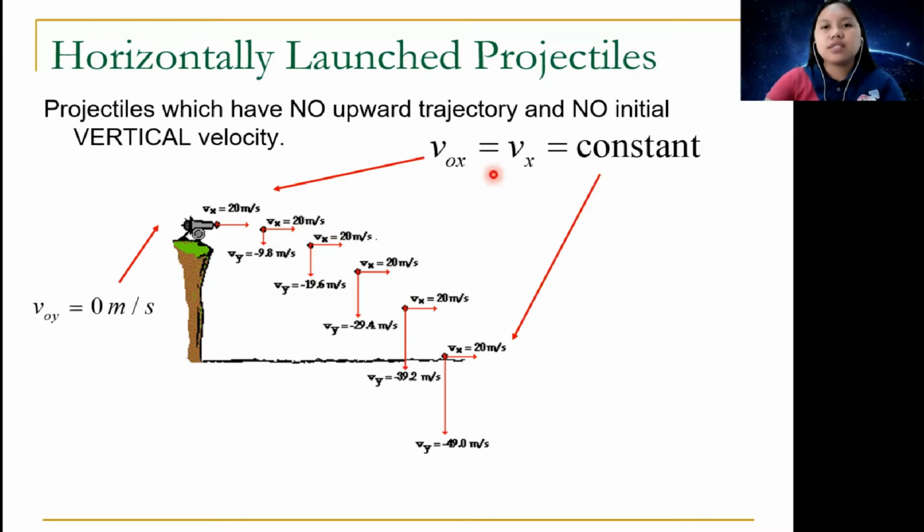Okay, so as you can see, the initial velocity of the x component, or the horizontal motion, is equivalent to 20 meters per second as it goes down. That means it is not affected by gravity. However, on the other hand, we have the y component, which is the vertical motion. Does it decrease or increase? It increases gradually as it goes down. So that is the difference between the two components.